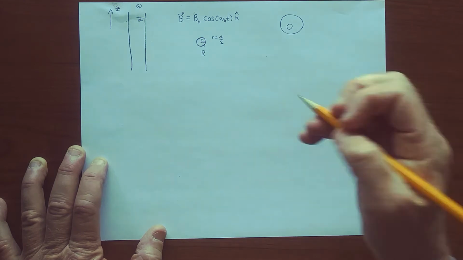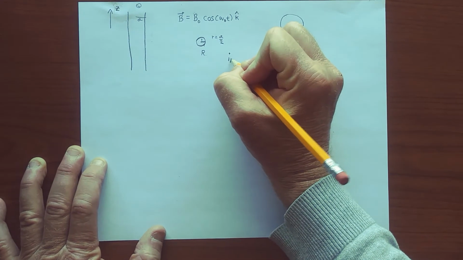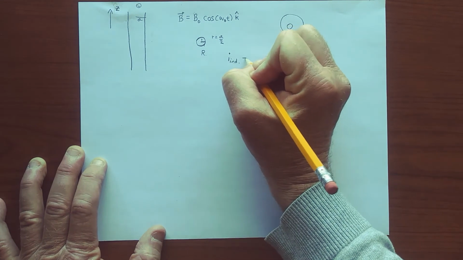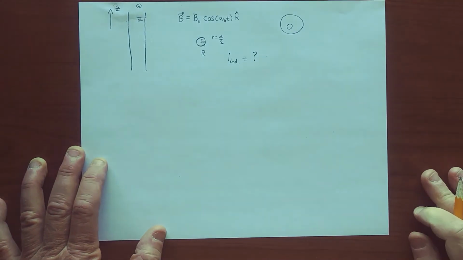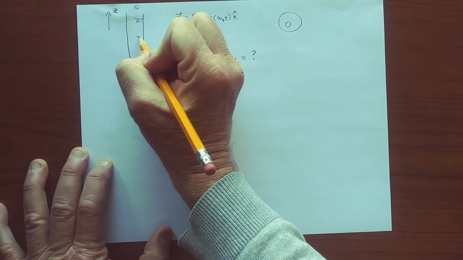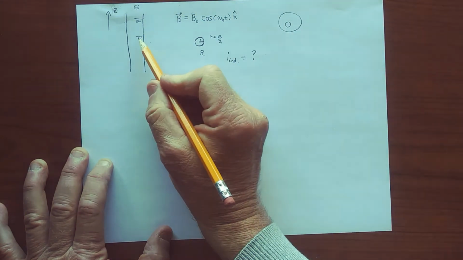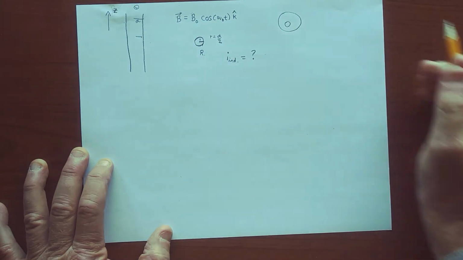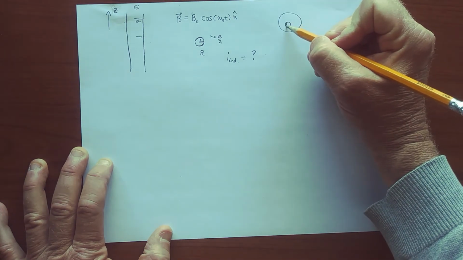Let's find the induced current, right? What's I induced? All right, so we place the little loop inside. It looks like this from our perspective. From this perspective, we see the entire disk.